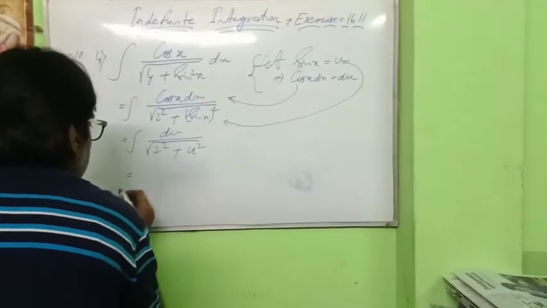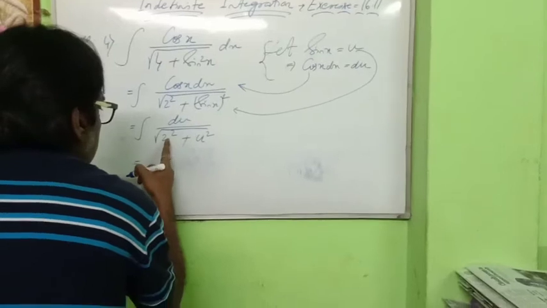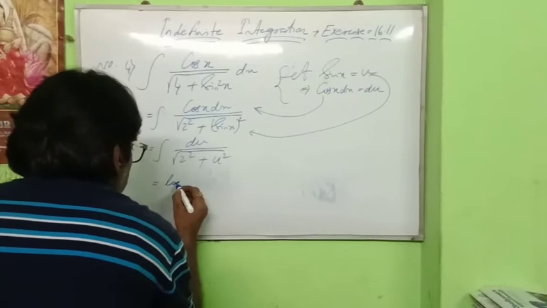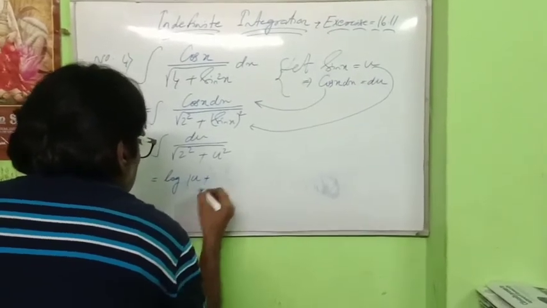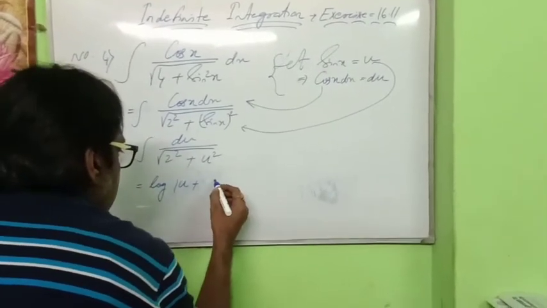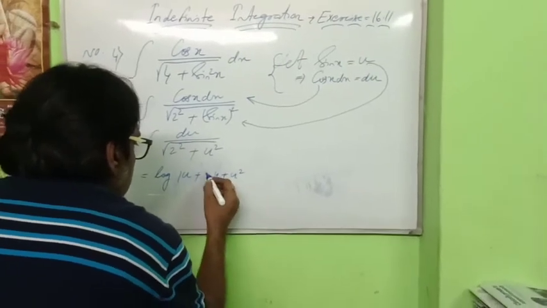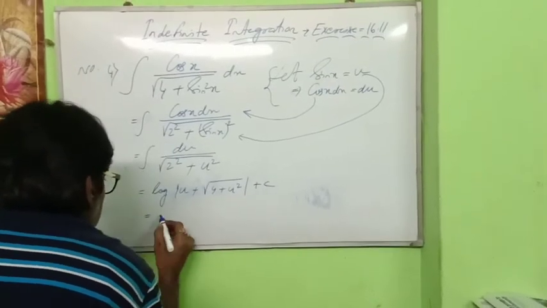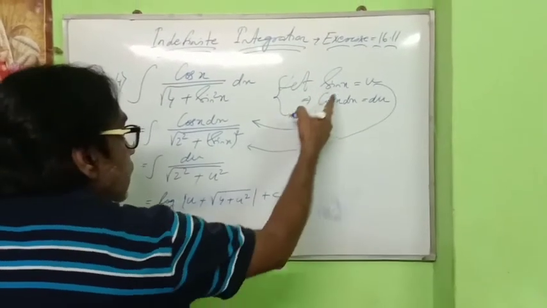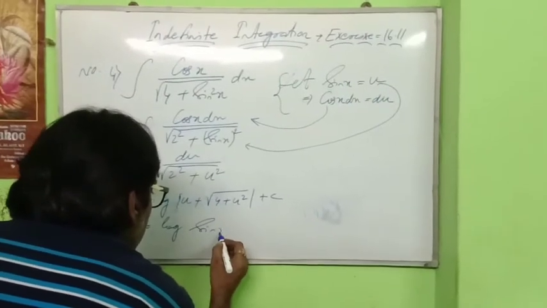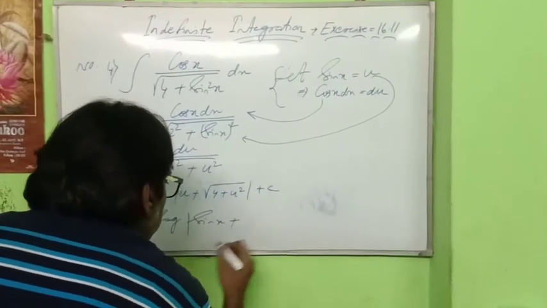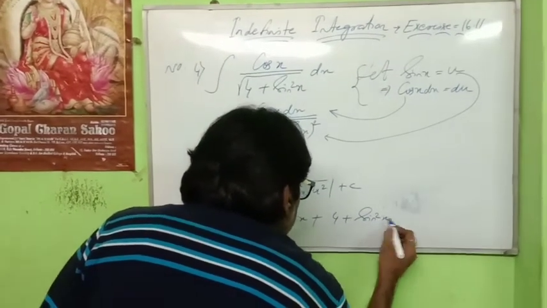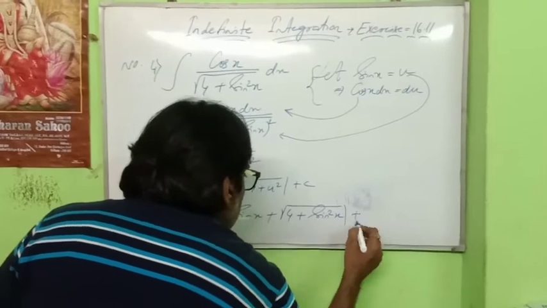Now the formula will be what? See here, a square plus x square root over gives log of u plus the total thing, that is 4 plus u square root over, mod, plus c. Now put the value of u here. What is u? U means sin x. So sin x plus root over 4 plus sin square x. And this is the answer of number 4.